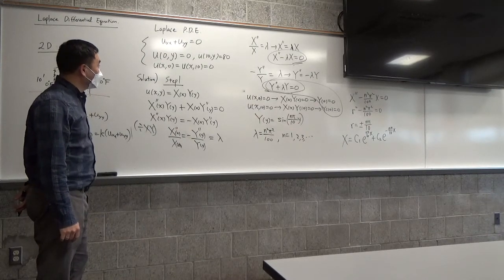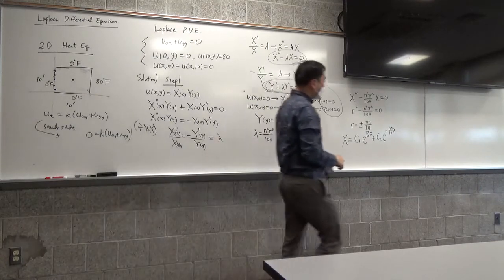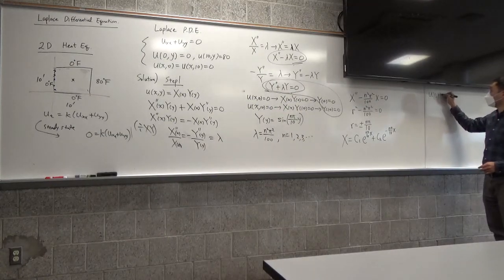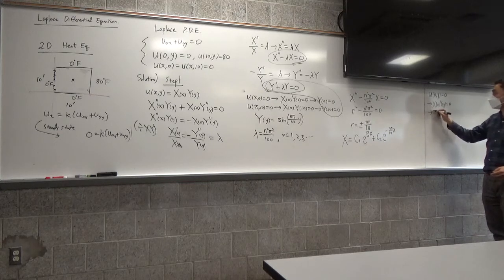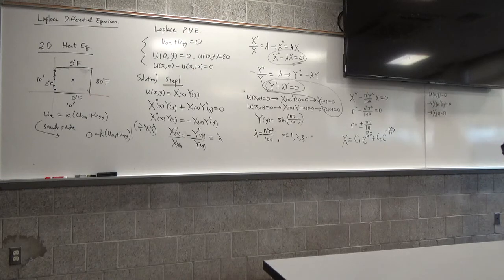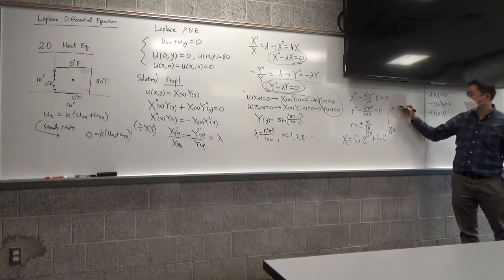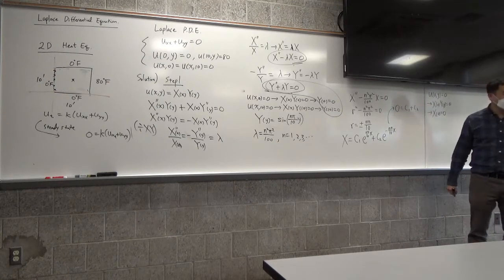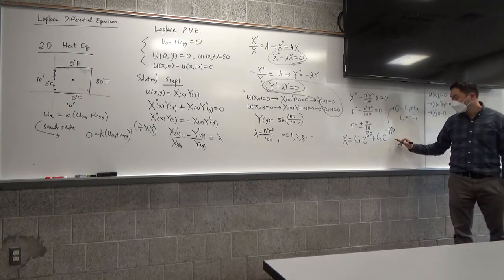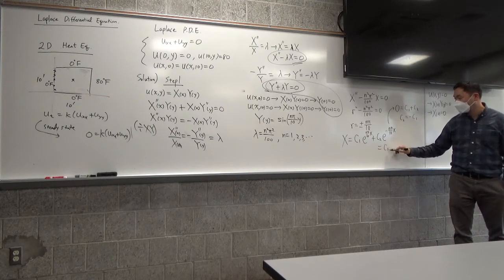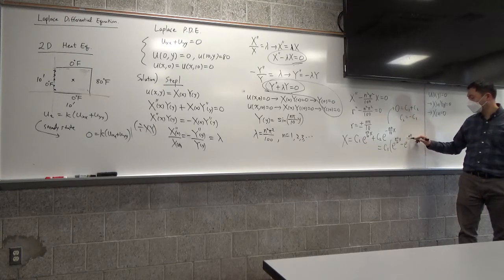We actually want to go further. We want to impose this one as well. Now, if u(0, y) is 0, what does that mean? u(0, y) equals 0 means x of 0 times y of y is 0. So it means that x of 0 is 0, right? Because y of y being 0, again, leads to a trivial solution. And if x of 0 is 0, then look at what happens here. If I plug in 0 and 0, I get 0 equals c1 plus c2. So c2 must be negative c1. And that's convenient, because then you end up saying that this right here should equal c1 times e to the n pi over 10 x minus e to the negative n pi over 10 x.